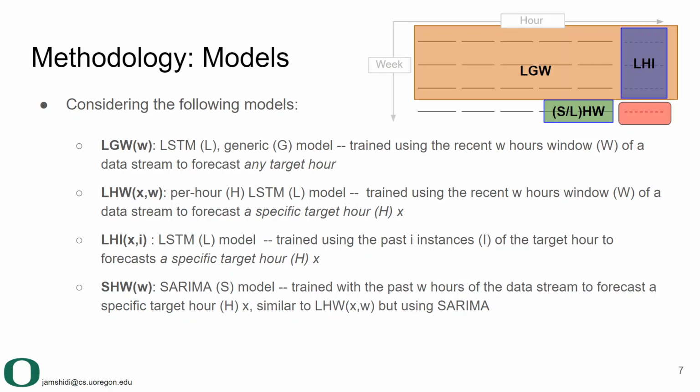Or we can cast the problem to the LHW model, which is trained on the past hours of the target hour. Similarly, we can use the SARIMA model that we call SHW, which is similar to LHW and is trained on the past hours of training data of the target hour. The last model is the LHI model, which is trained on the past instances of the target hour, which is the target hour on the same day of the week on prior weeks.